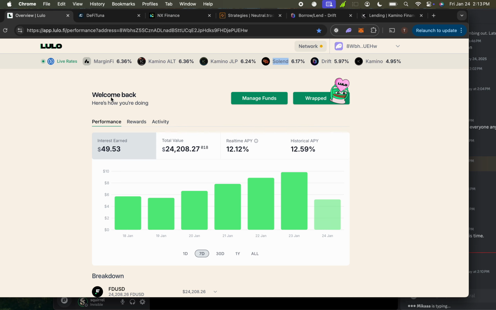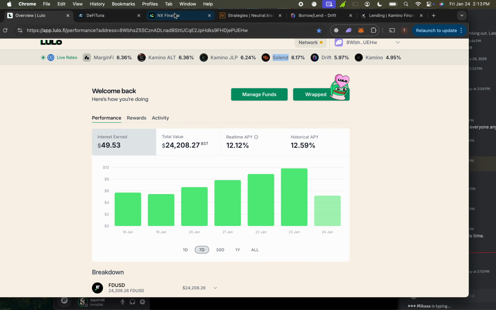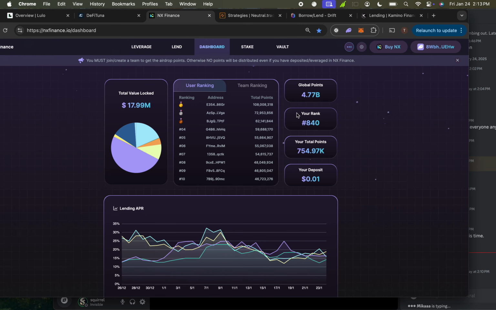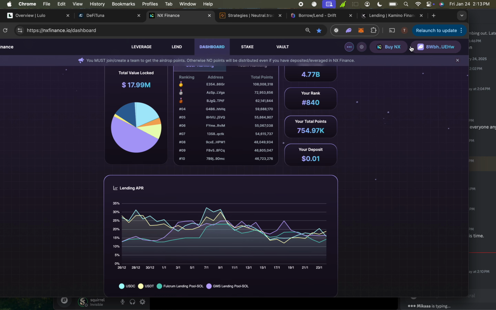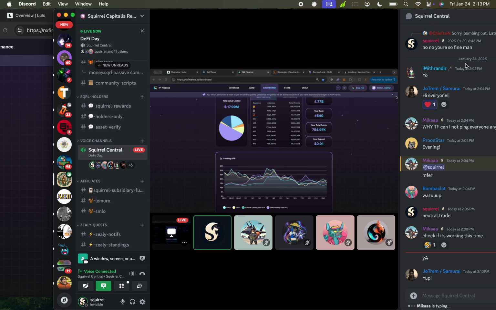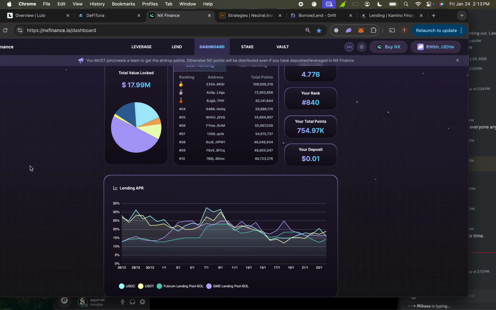But, and this is where it gets more interesting, as you go to something like NX Finance, this is quite a bit smaller, right? Our total value locked is only 18 million. But again, finding these protocols that are smaller and safer are generally how you are going to make the most yield and APY.